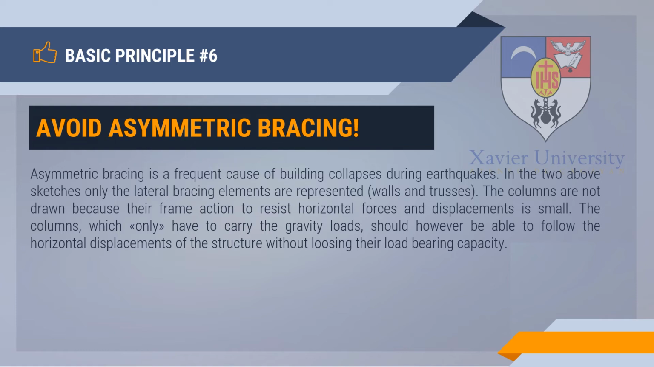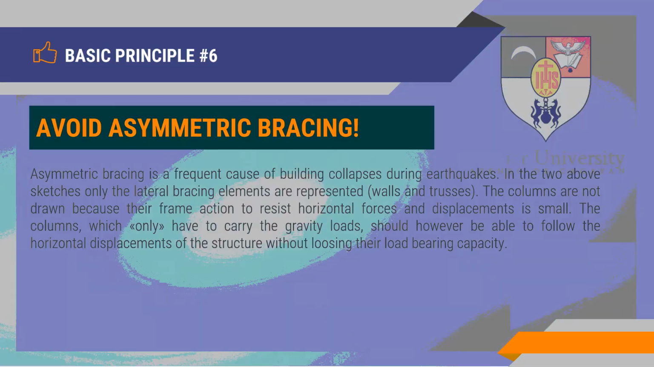So in the two sketches in the previous slide, only the lateral bracing elements are represented. The columns are not drawn because their frame action to resist horizontal forces and displacement is small. So the columns, which only have to carry the gravity loads, should however be able to follow the horizontal displacement of the structure without losing their load-bearing capacity.